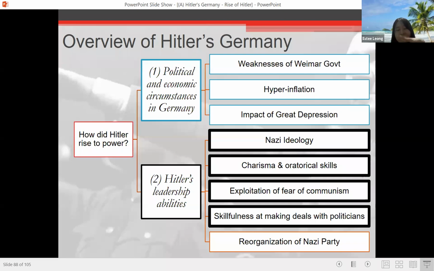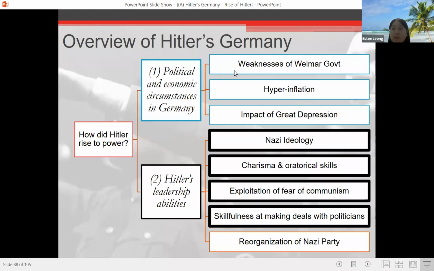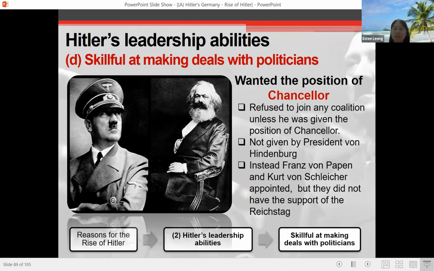Right, last two factors. Skillfulness at making deals with the politicians. So we're now looking very firmly at the events that led to Hitler becoming the chancellor. Hitler wanted the position of chancellor. Remember what we talked about in the weaknesses of the Weimar government? The constitution allows the chancellor to invoke emergency powers and rule by presidential decree, which means whatever the chancellor says goes. So that's why he wanted the position of chancellor. You get unrivaled power.